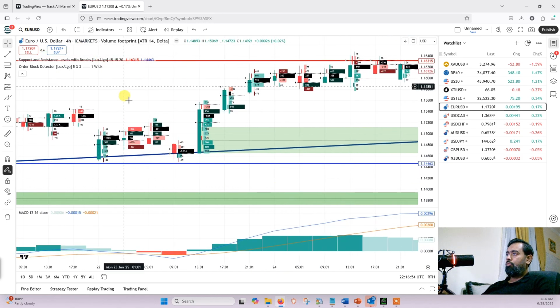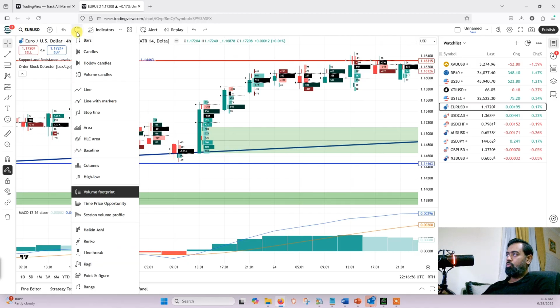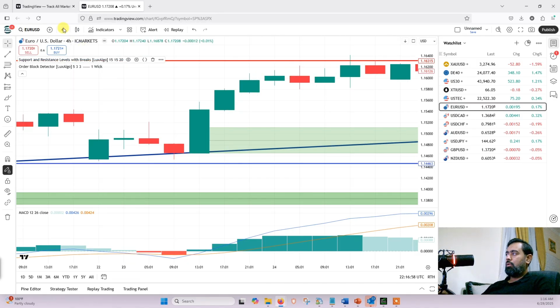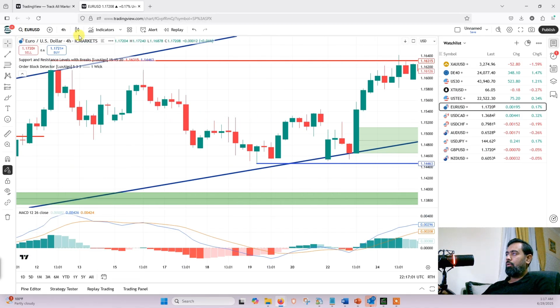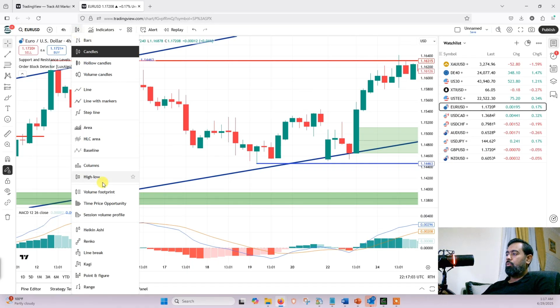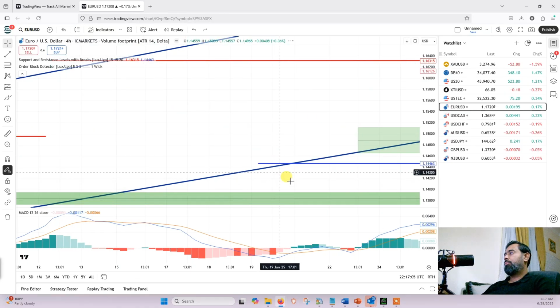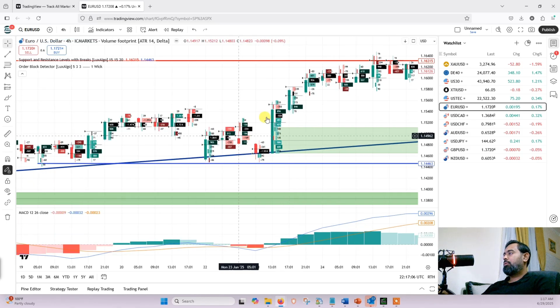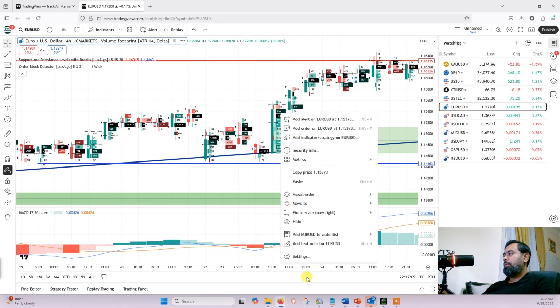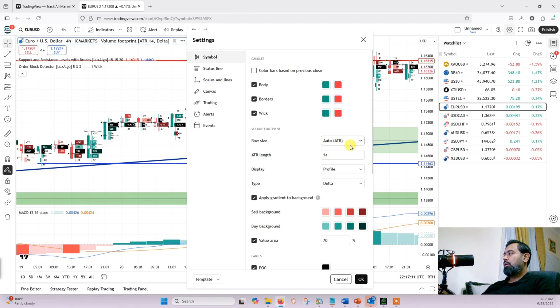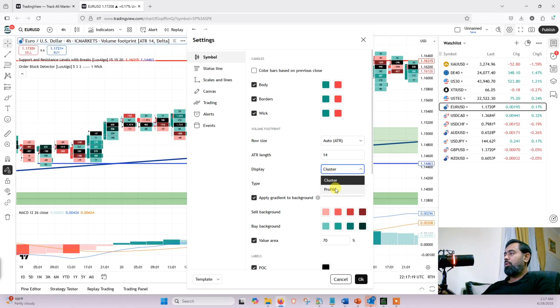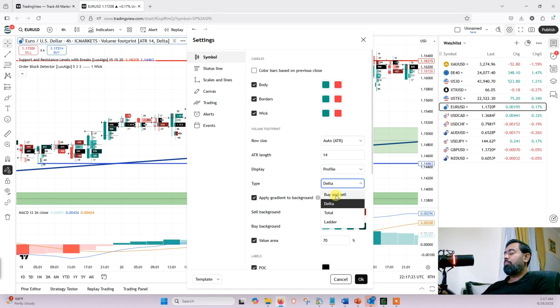And the volume footprint, how you can put it on your chart is just go from here. If you change this to candles, we will get the normal candles of TradingView, and if we go down and we take a volume footprint, we get it like that. Understood? The setting I will show once more. You go in settings over here, you just need to make sure that it is auto ATR, and it should be profile, not cluster, otherwise you guys have to read a lot. Okay, and it's delta, it should not be buy and sell.